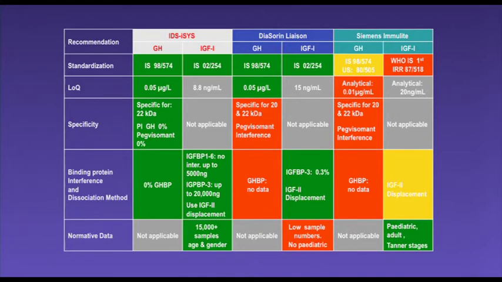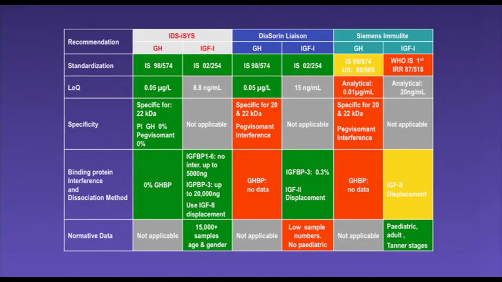Specificity: iSYS is specific for the 22 kilodalton, and there is no cross-reactivity with the recombinant GH pegvisomant, whereas the DiaSorin is specific for the 20 and the 22 kilodalton, and there is an interference with pegvisomant. The Immulite is also specific for both 20 and 22, and there is an interference with pegvisomant. Binding protein interference is 0% for GHBP on iSYS, and very low with the IGFBP. There is no data on the GHBP interference with the DiaSorin, and no data provided by the manufacturer for the Immulite.